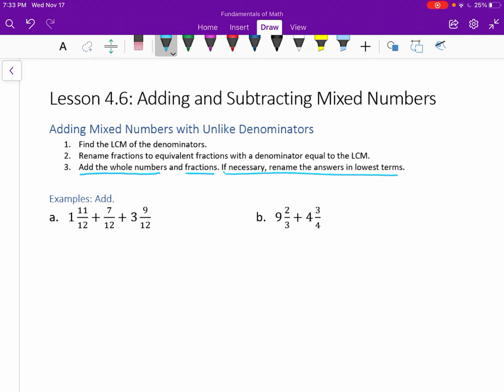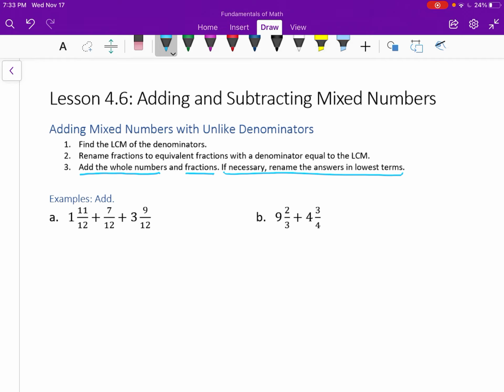Now sometimes it's going to be necessary to rename our answer in lowest terms, and sometimes we'll have improper fractions that we'll have to change to proper fractions. So we'll see what this looks like in these first few. You don't need to rush through these. We're just going to go ahead and add them.